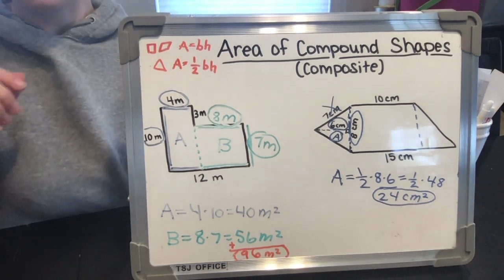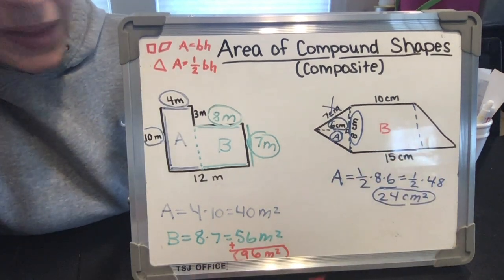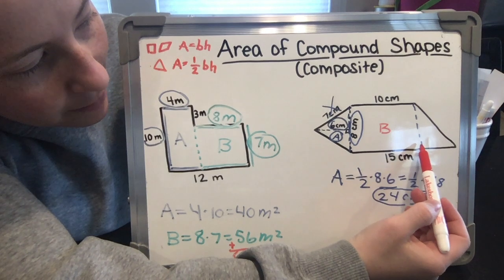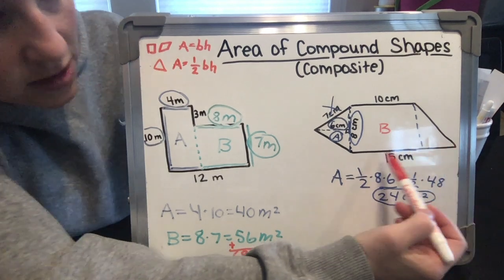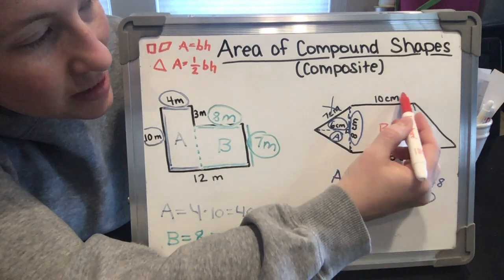Next, I'm going to do the area of shape B. So I'm going to call this rectangle shape B. And I noticed that the base of my rectangle is shorter than this original length. So I don't actually want to use this 15. I want to use the 10.